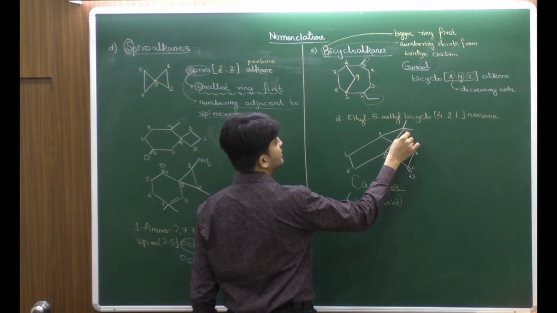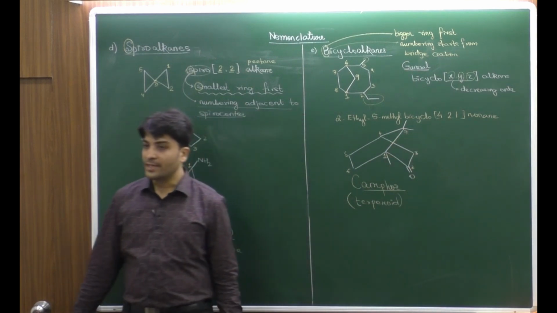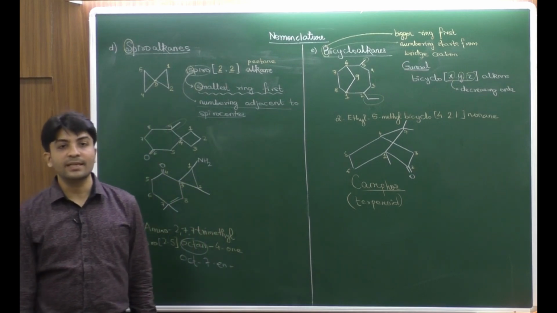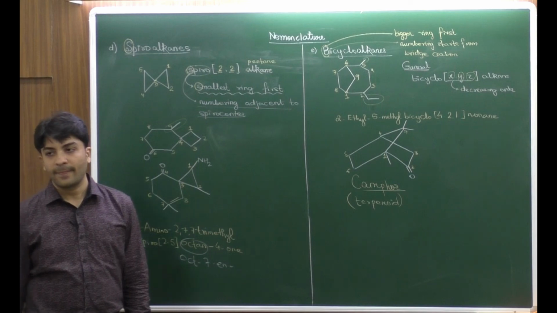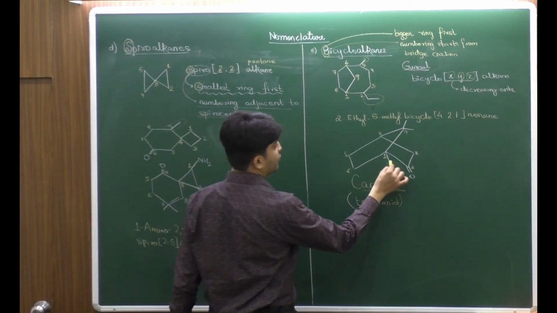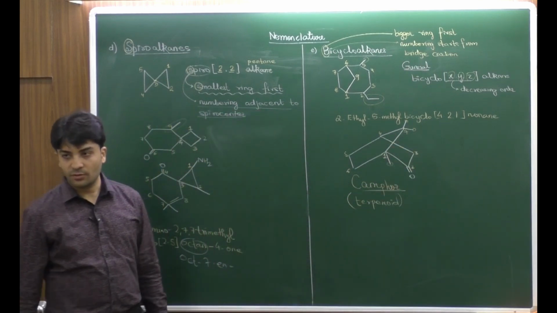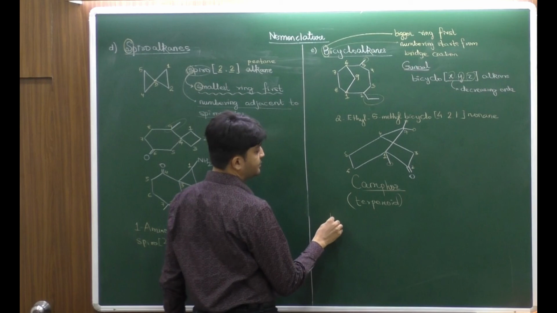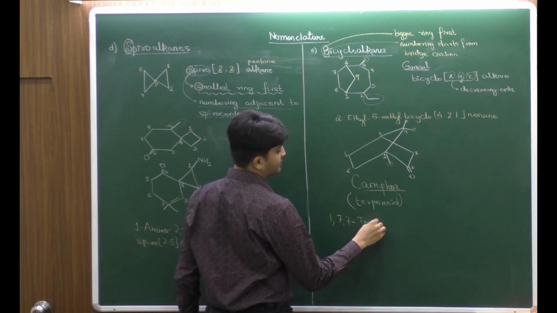And then the bridge carbon which will always be numbered last. Bridge carbon का हमेशा numbering last में आएगा. How many substituents do you see now? 1, 2, 3. Ketone is a functional group. So it will be 1, 7, 7 trimethyl.